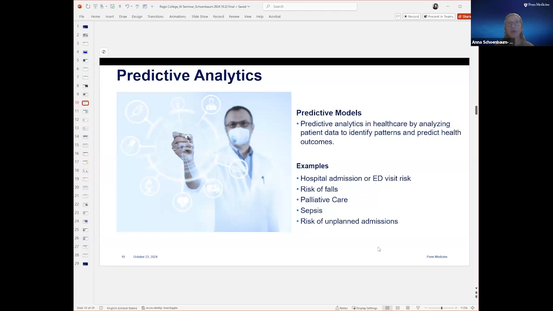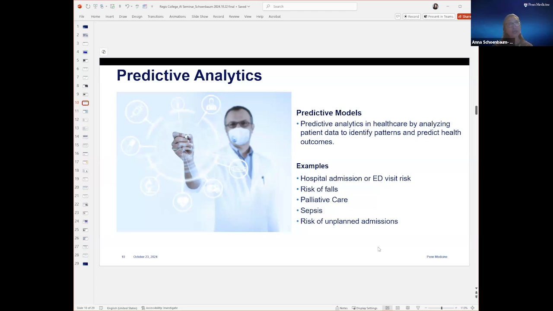And then maybe an area where a patient may be qualified for palliative care, and we want to engage the right discussion with the right caregivers for palliative care. Sepsis is an area a lot of people are looking at, early warning signs, whether you use the vendor model or your own custom model, and then risk of unplanned admission is another one as well.